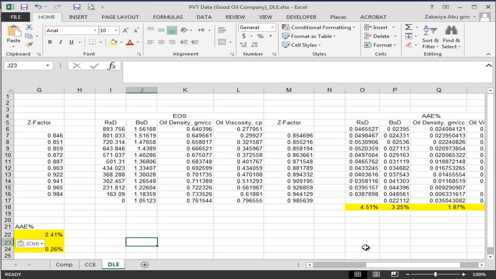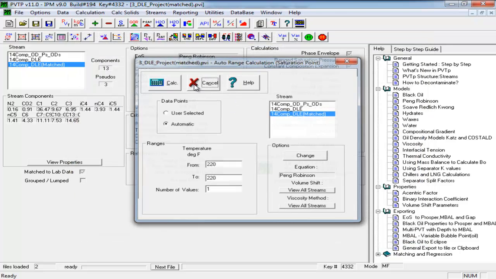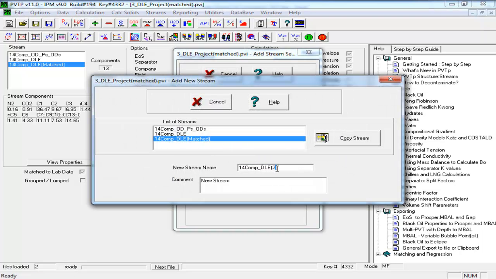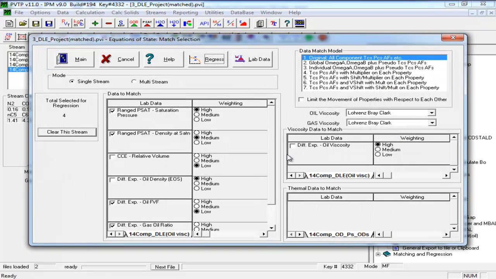Now you will try to save that model. You say, okay, this is acceptable matching. Then I will copy this and call it oil viscosity. And now in this model, I will try to match the oil viscosity. And it's good here. When you choose this one, the software will uncheck all these choices. In other software, you will not have this option. So they are following the rules here.